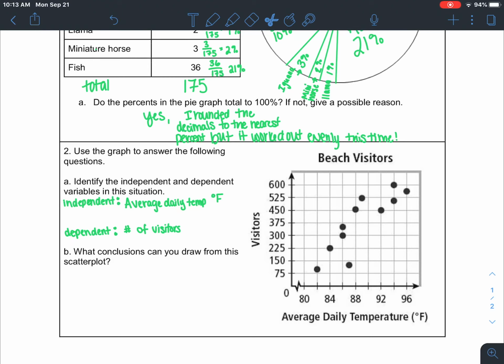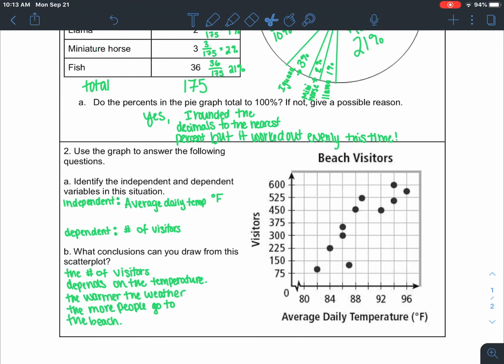So if it's really cold outside, if it's 82 degrees, not many people are going. But if it's 92 to 96 degrees, a lot of people are going to the beach. What conclusions can you draw from this scatter plot? Well, I just kind of said, but the number of visitors depends on the temperature. The warmer the weather, the more people that go to the beach. Again, hopefully this was a pretty easy formative, straightforward, and you didn't really have any big concerns.